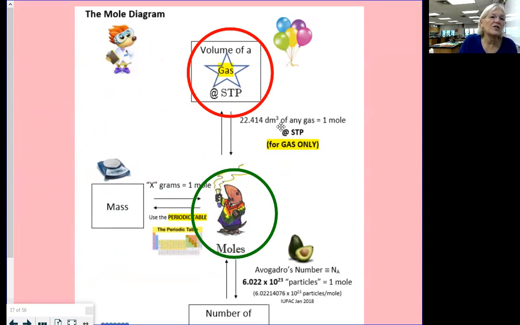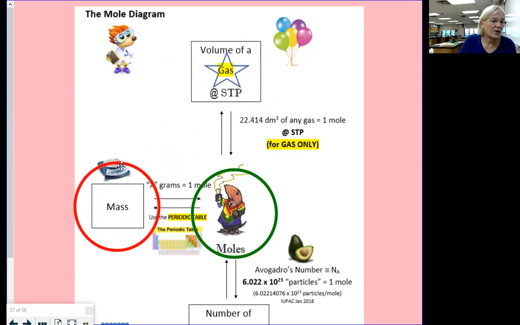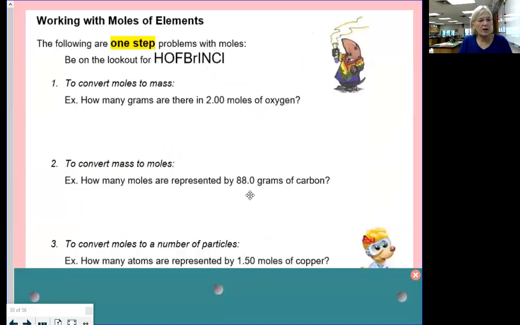You're going to turn this equality into one of two conversion factors depending on what direction you're going, volume to moles or moles to volume. You can also start at moles and go to mass. And when you make this transition, you have to use the periodic table. Likewise on the bottom. So let's start here. I'm going to walk over to the whiteboard and start doing some problems with you.